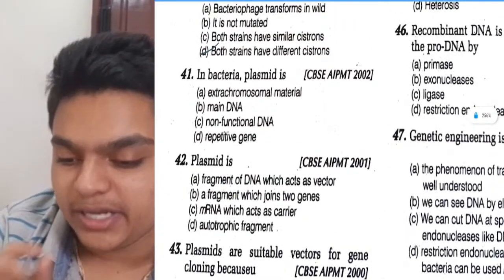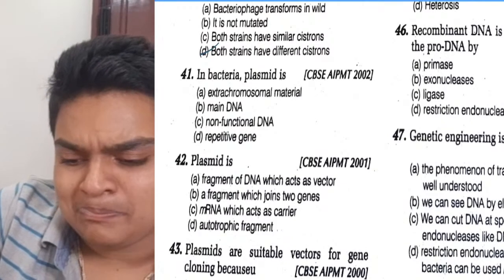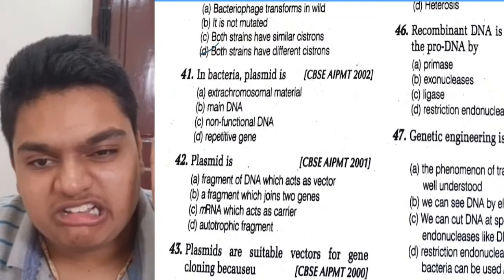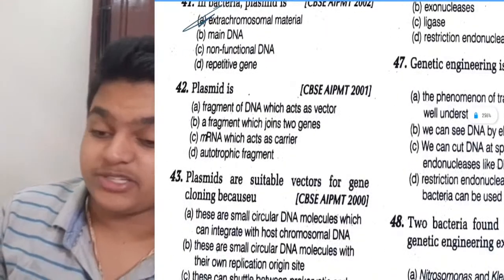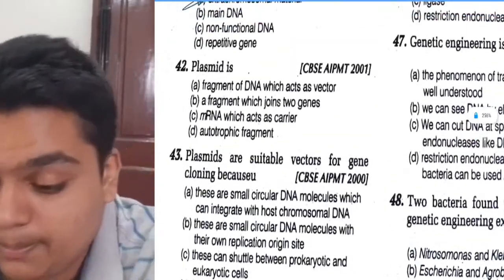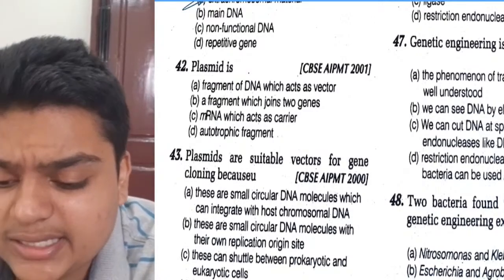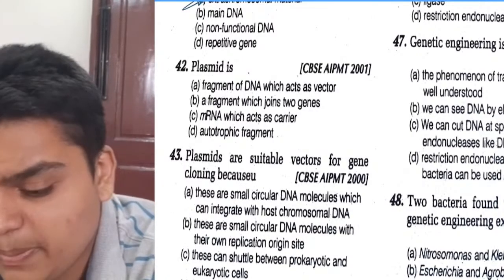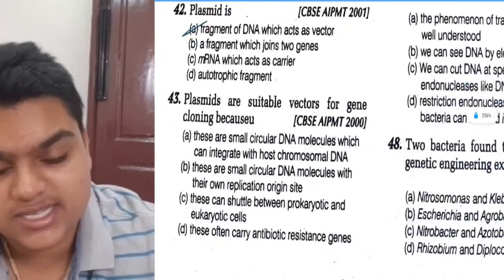In bacteria, plasmid is. Very easy question. See my face expressions. It is very easy. My face expressions are changing whenever I say these questions. Plasmid is again the same question. What is a plasmid? Tell this fellow, this fellow is not knowing. It is a fragment of DNA which acts as a vector.